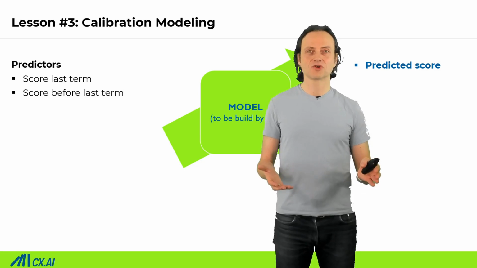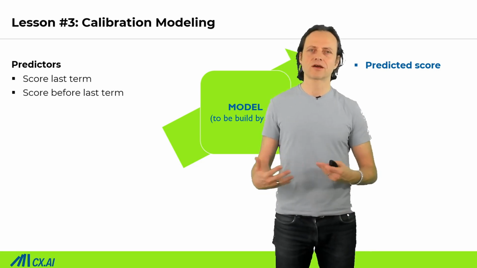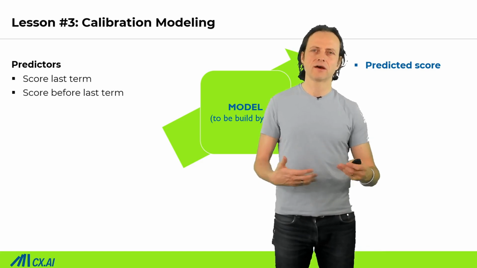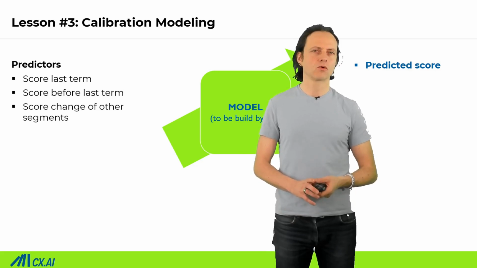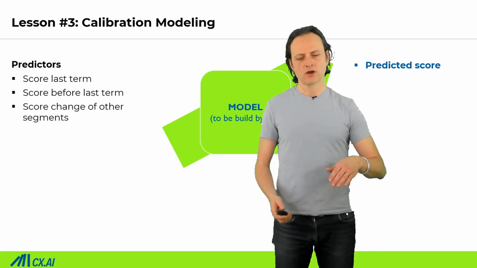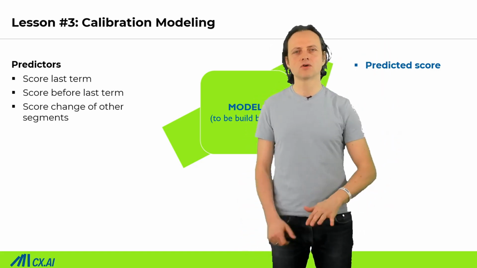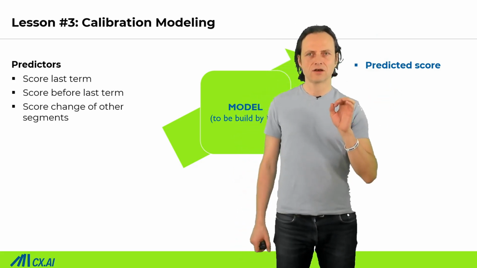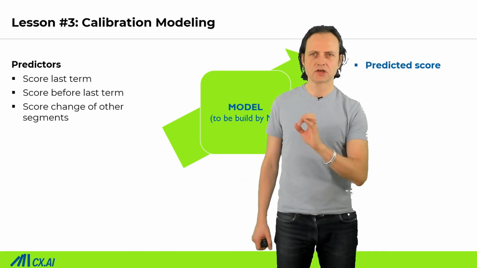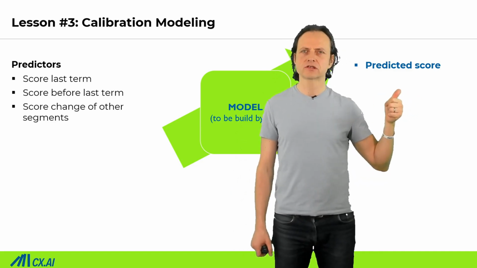Then you may also want to include the score before. From this, the model can see whether the last time was eventually the outlier. You can put in the change of the score in other segments. The score levels in other segments are widely different, some are low, some are high. This doesn't matter for this score. But if there is a typical change in other segments, it might be predictive for the change in this score.